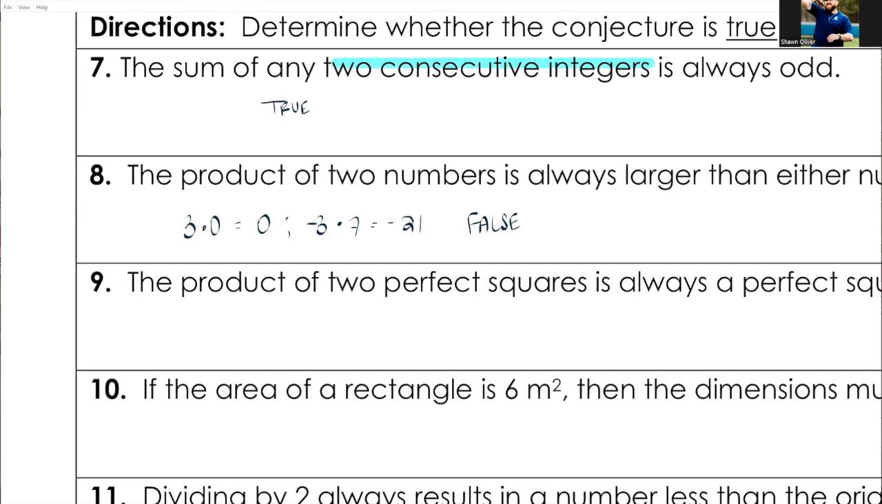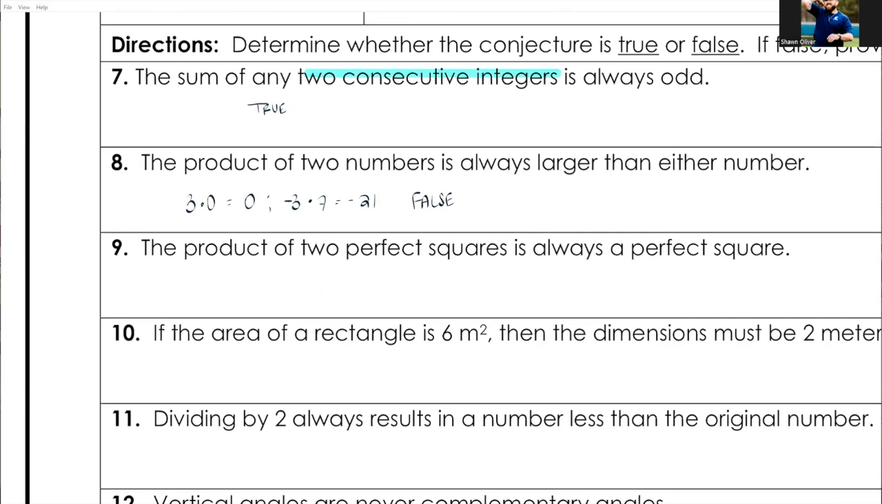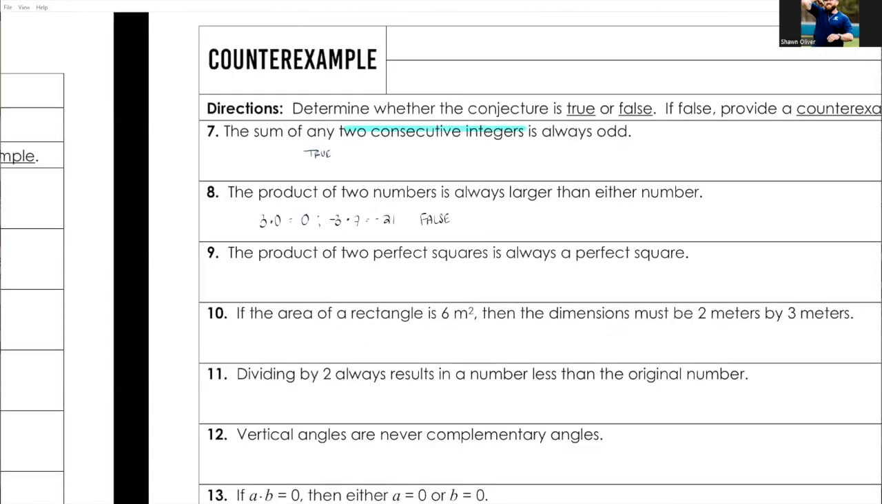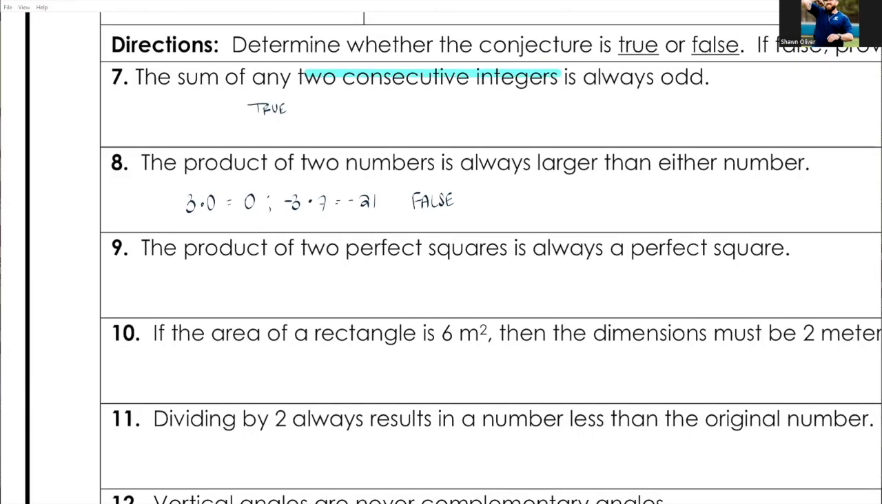Okay. The product of two perfect squares is always a perfect square. So this is what we did earlier with our pattern. So 4 times 9, 4 times 16, etc. The product of two perfect squares will always result in a perfect square. Why? Ooh, 4 times 9 is a perfect square. 8 times. 8's not a perfect square. Oh, sorry. 2's not a perfect square.